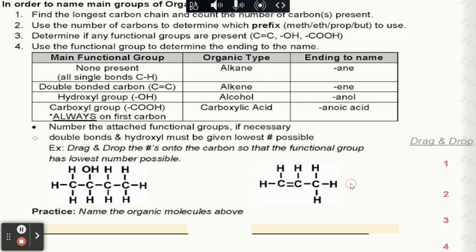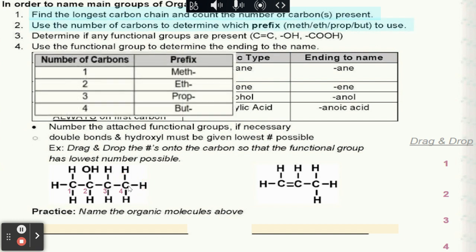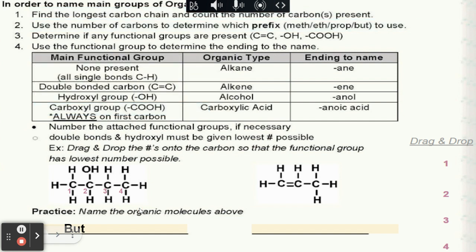All right, so to name these, first find the longest chain: 1, 2, 3, 4. Next, use the number of carbons, so 4 makes it but-. We're going to put that into the name, but. Next, determine if any functional group is present. So we see an OH here. That makes it an alcohol, so the ending is -anol. So butanol. If you can get that far, you're doing pretty good.